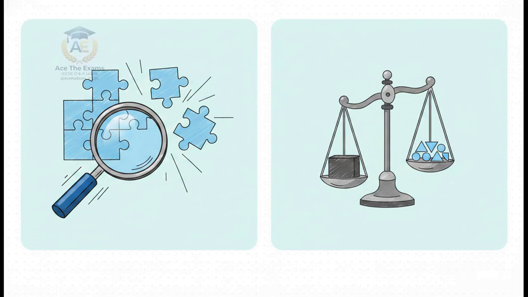Similarly, explain requires clarifying causal relationships. Why did cost drop below NRV? Whereas to what extent means you absolutely must weigh up conflicting arguments and draw a definitive, balanced conclusion. The command word dictates your entire essay structure. Ignore it, and you're leaving marks on the table.